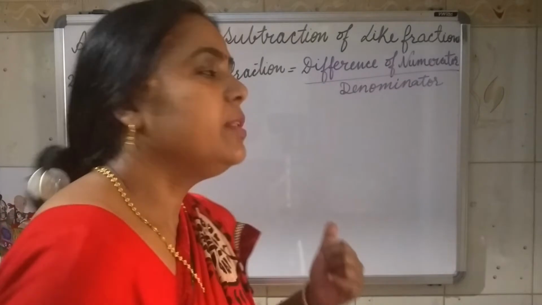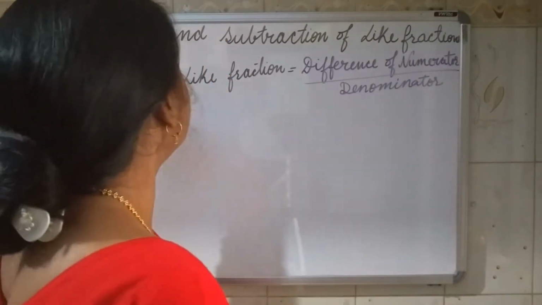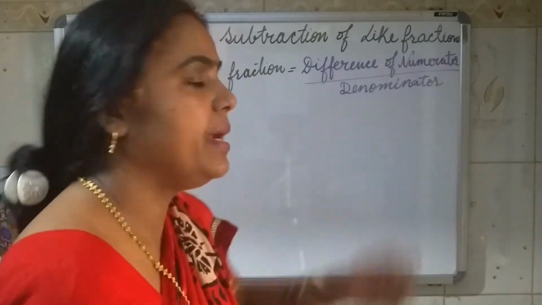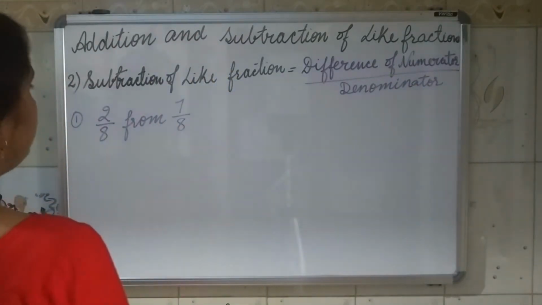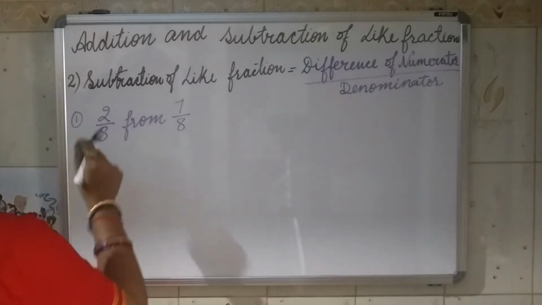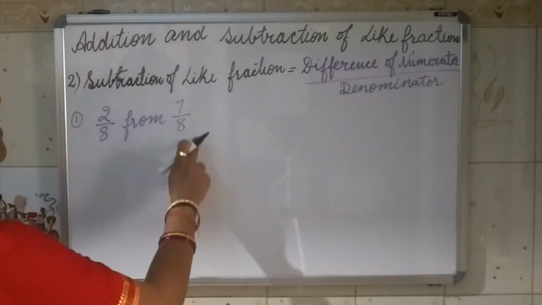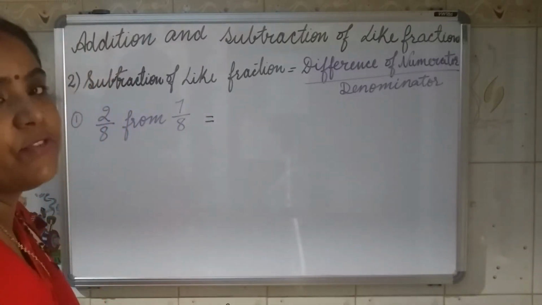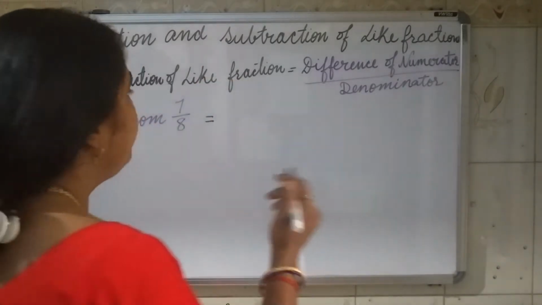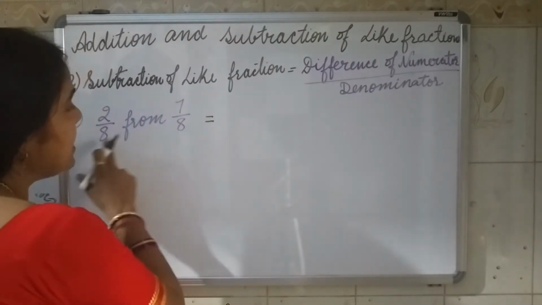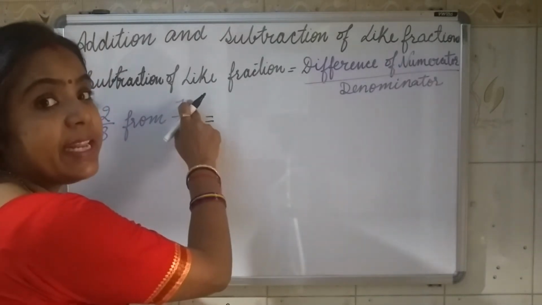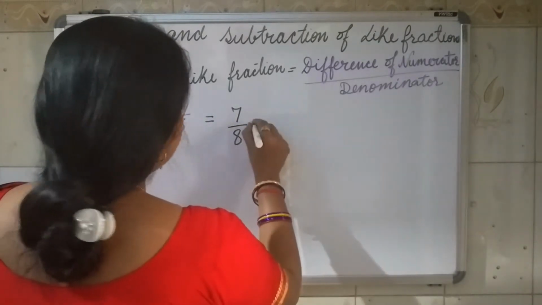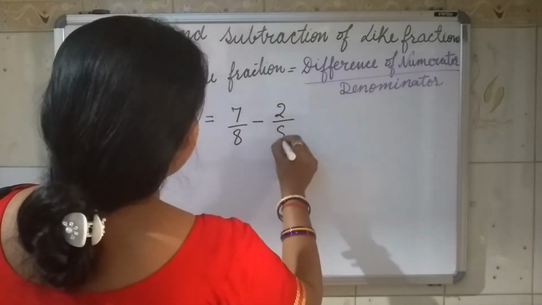Now we are switching to the subtraction of like fraction. Subtraction of like fraction is the difference of numerators upon the denominator. When we do this question, the first example I am taking is 2 by 8 from 7 upon 8. As you know, in subtraction we always subtract the smaller number from the bigger number. In this fraction, since it is a like fraction, the greater numerator is the greater fraction. So 7 by 8 minus 2 by 8.